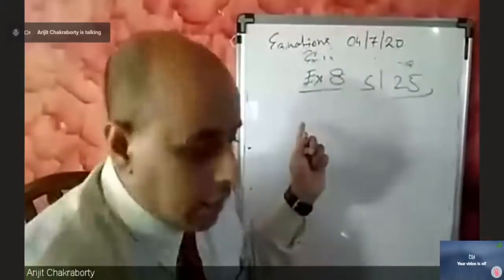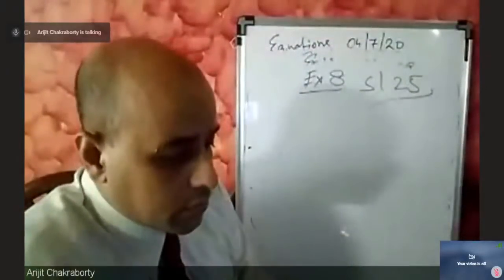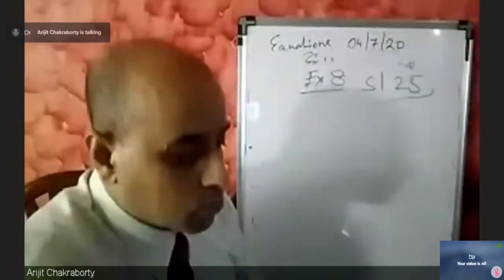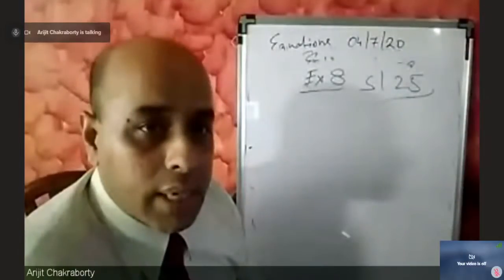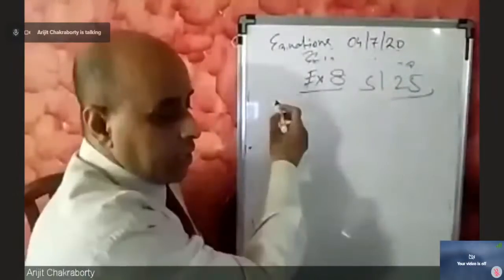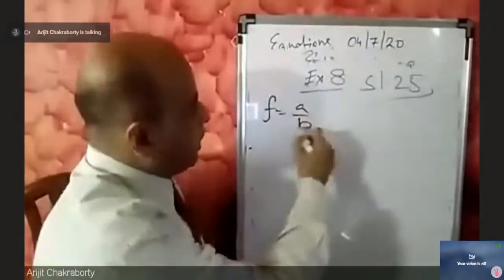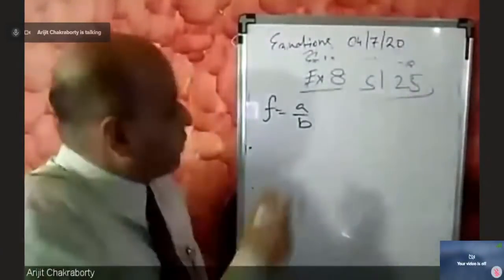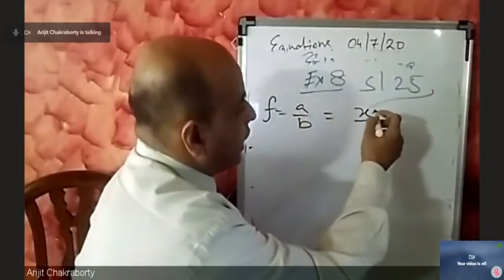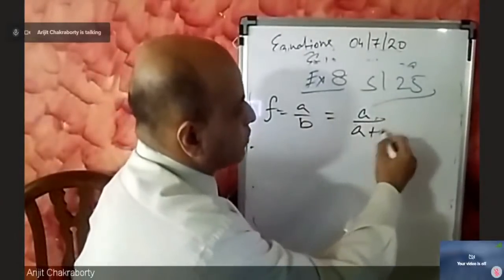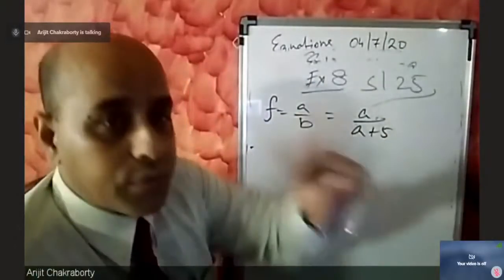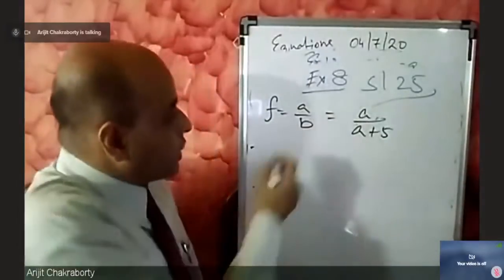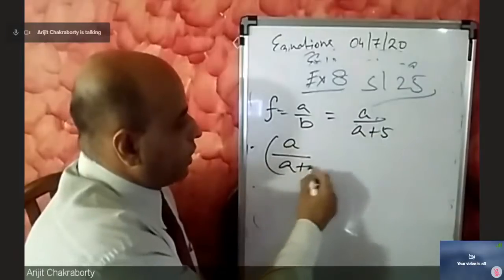Here the problem is in front of us. The denominator of a fraction exceeds the numerator by 5, and if 3 is added to both, then the fraction becomes 3 by 4. So if the fraction is a by b, and the denominator exceeds the numerator by 5, it becomes a by a plus 5. The question is, if 3 is added to both the numerator and denominator, then the fraction becomes 3 by 4.